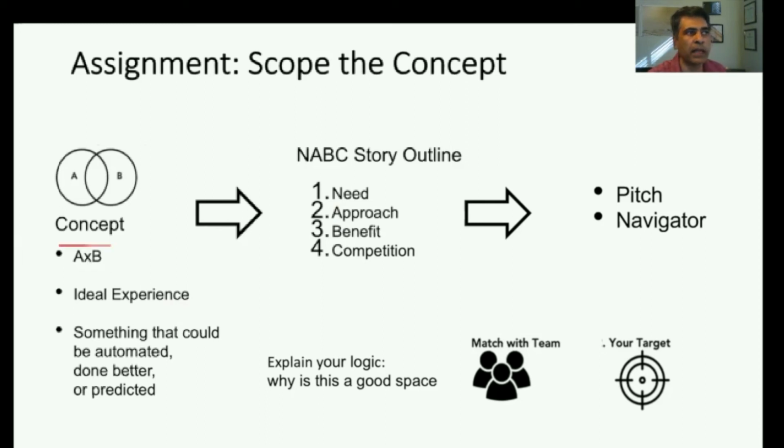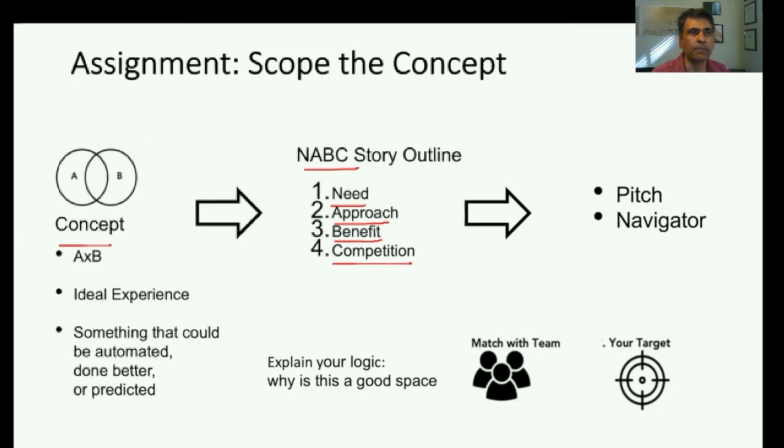Now, you can start with any of the methods that we talked about already: the A cross B model, thinking about the customer experience or what would be an ideal experience, or automating, predicting, and so forth, anything that can be done better. One way to improve or sharpen just about any story is to put it into what's called the NABC story outline model. That would be one sentence where you say, somebody has a need. This is the method or approach that you're going to use to fix it. You say, what would be the benefit to them if you actually did this?